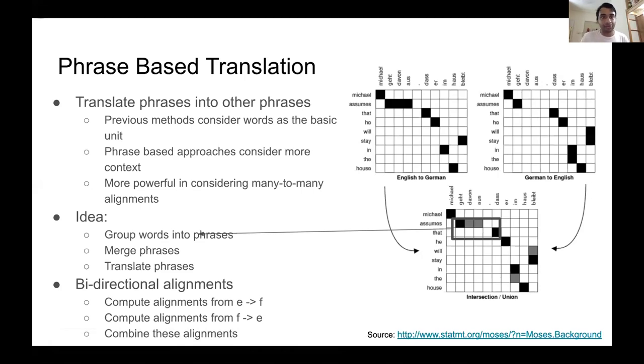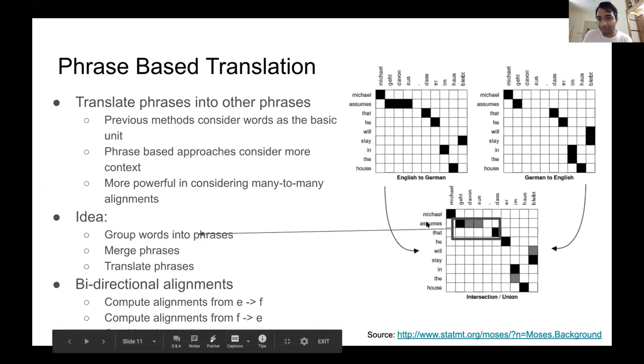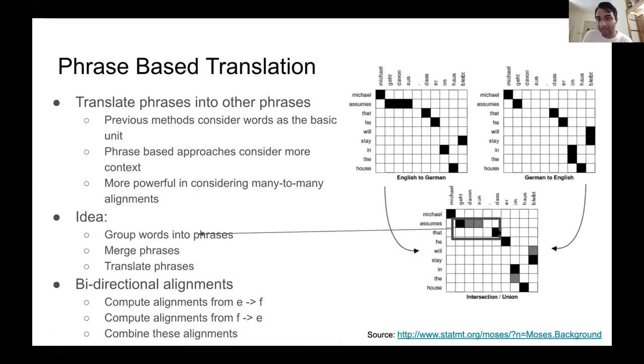This is just a very quick overview of this idea. But the idea here goes, for example, that if you see assumes matches to three tokens here, and that matches to this token, so this entire block here can be considered a phrase correspondence, which means that the phrase assumes corresponds to the tokens all along here. And these are the kind of phrase-to-phrase correspondences that can help us come up with a better idea of translation, because phrases have more meaning together than words have individually.